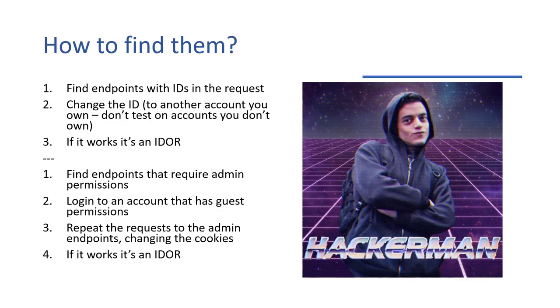And then when it comes to the different permissions we have, find endpoints that require something like admin permissions, log into an account that has lower permissions, such as guest permissions, and repeat the request to the admin endpoint. So in Repeater, literally repeat the request, and then just change the cookies to be the other account. That way you're doing the same thing the admin endpoint does, but with the cookies of the lower user. If it works, it's an IDOR. That's it. That is the entire way you find these.